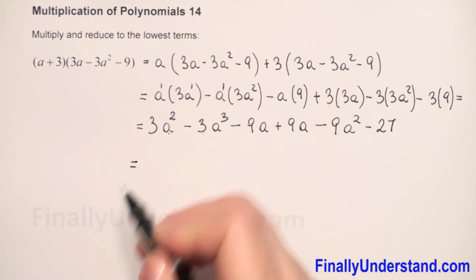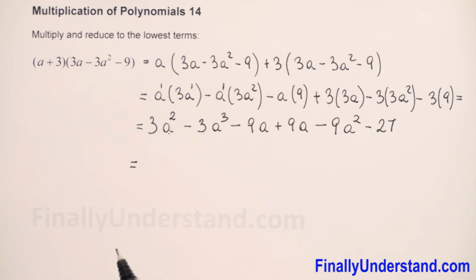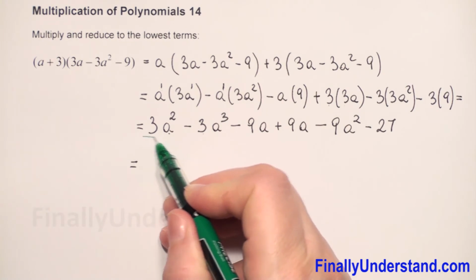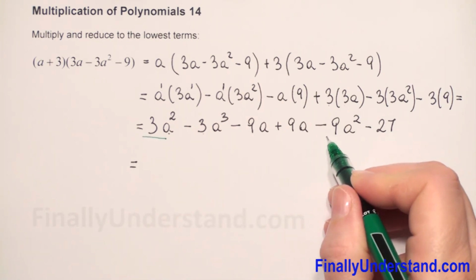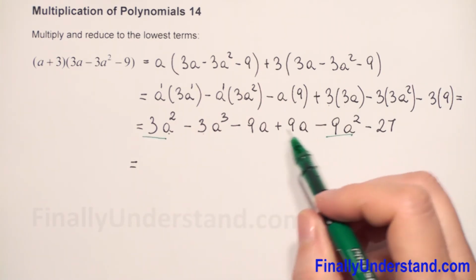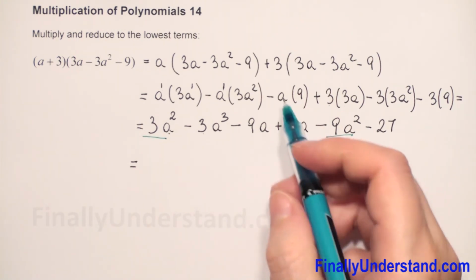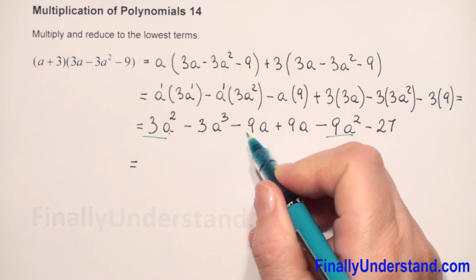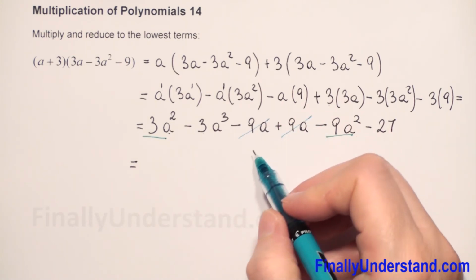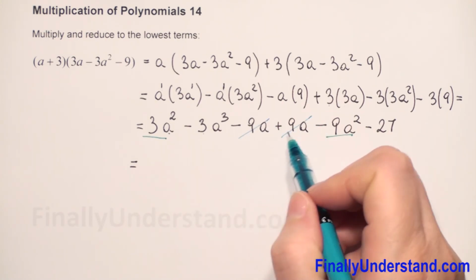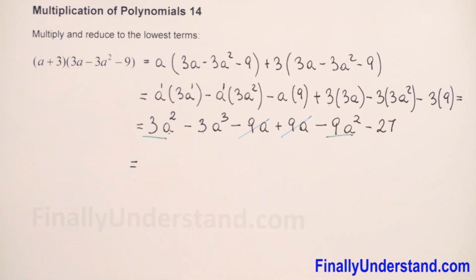Now we have to combine the like terms, and we have 3a squared and negative 9a squared, and we have negative 9a and positive 9a. So this we can reduce. This is 0. Negative 9a plus 9a gives me 0, and the rest we have to rewrite.